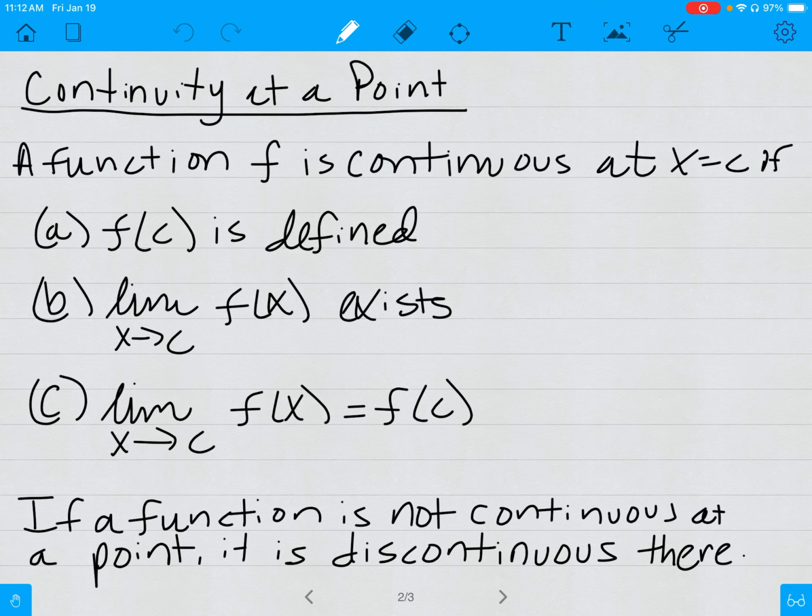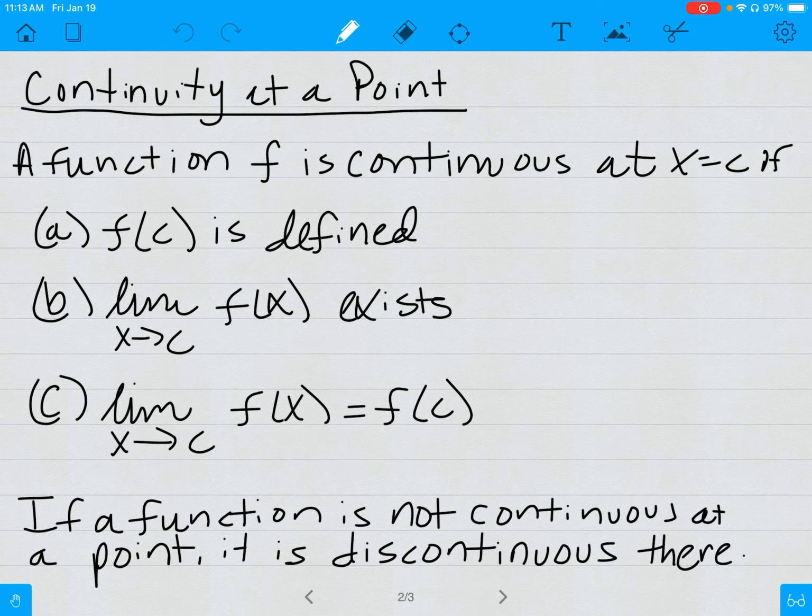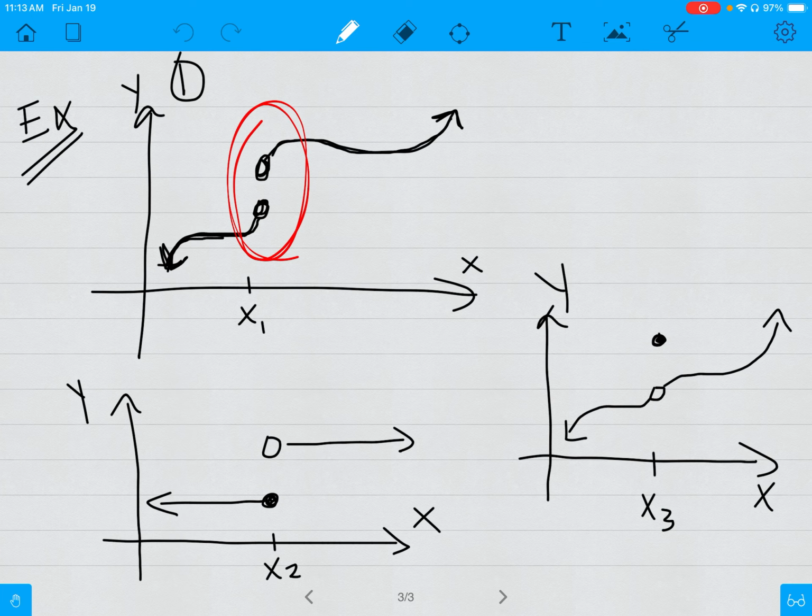If we go back to our definition, f of c, if we're treating x1 as the point c, it has to be defined. Well, it's not actually defined at that point. The function ceases to exist there because these are both open circles. Also, the limit at that point does not exist, and it's not equal to the value of the function if we were to plug x1 into the function. We, as a matter of fact, can't plug x1 into the function because the function is not defined there. So this particular function, our first function, is discontinuous at x1.